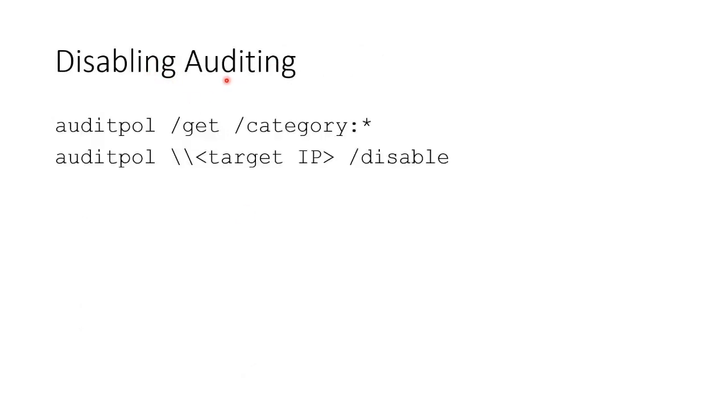Turn off auditing so that they can't even keep track of who logs on. In Windows, there's a tool called AuditPol, Audit Policy. And you can run it, it's a command line tool. You can say get every category. And then you can say auditpol again, \\ some target, some victim, disable. Turn off auditing.